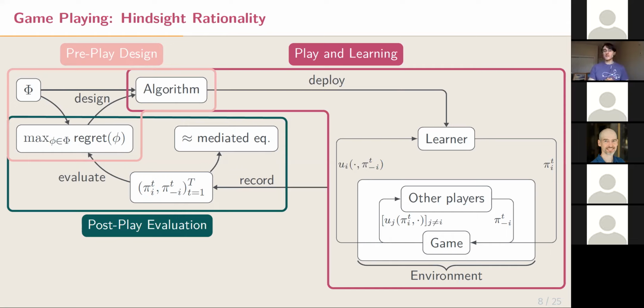Does that all make sense? I want to take a brief break and see if there are any questions. All right, I guess if there are no questions, I will move on.